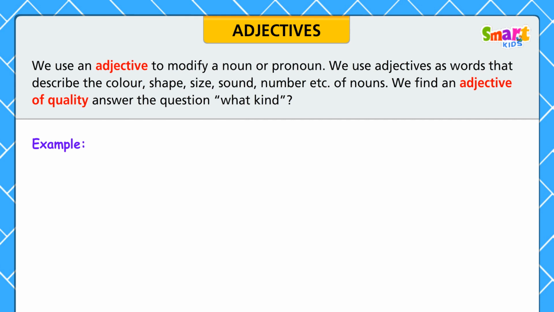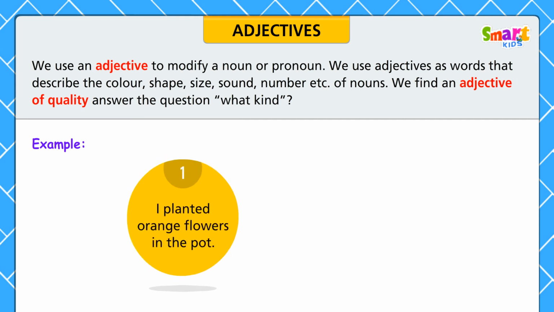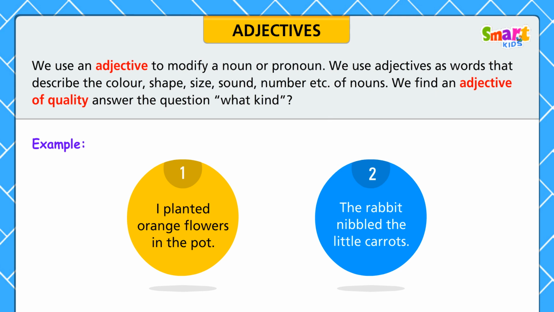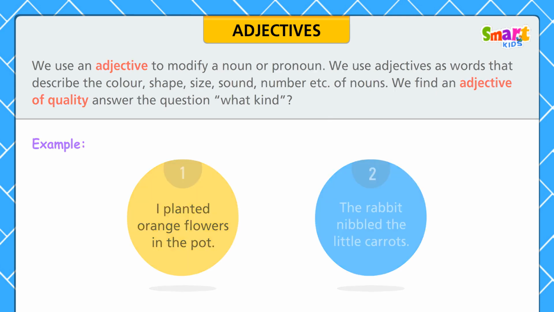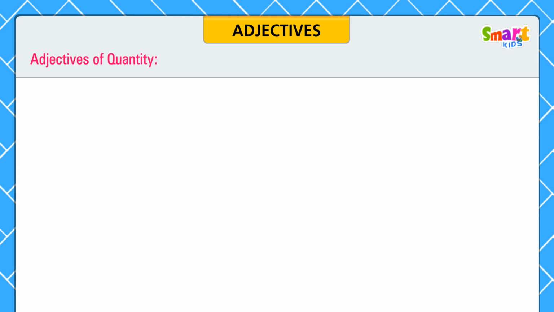For example, I planted orange flowers in the pot. The rabbit nibbled the little carrots. Let us learn about adjectives of quantity.